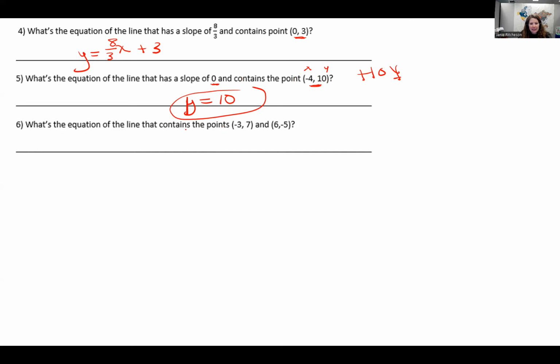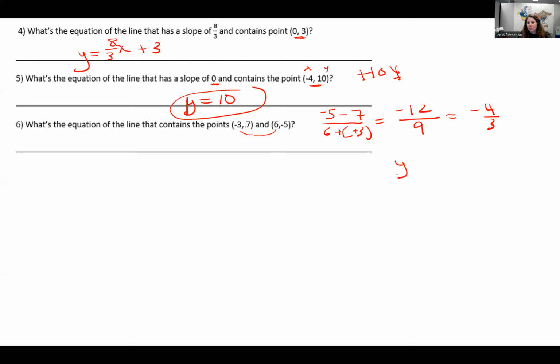What's the equation of the line that contains the points? All right, so we have -5. We're going to do y2 minus y1 over x2 minus x1. So it looks like -5 minus 7 is -12. 6 minus the -3 is +9. We could divide both of those by 3, and we get -4/3. Okay, so now we know our slope is -4/3.